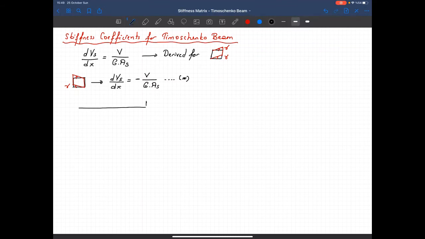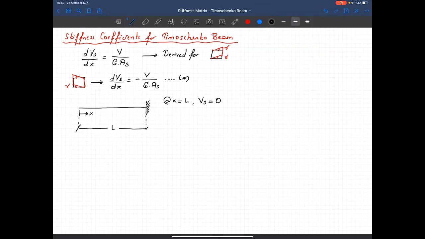Okay, so I have this member whose length is L, and let's say that x is defined from here, and at x equal to L, I have a fixed support, which means that the shear deformation at that point is equal to 0. Okay?